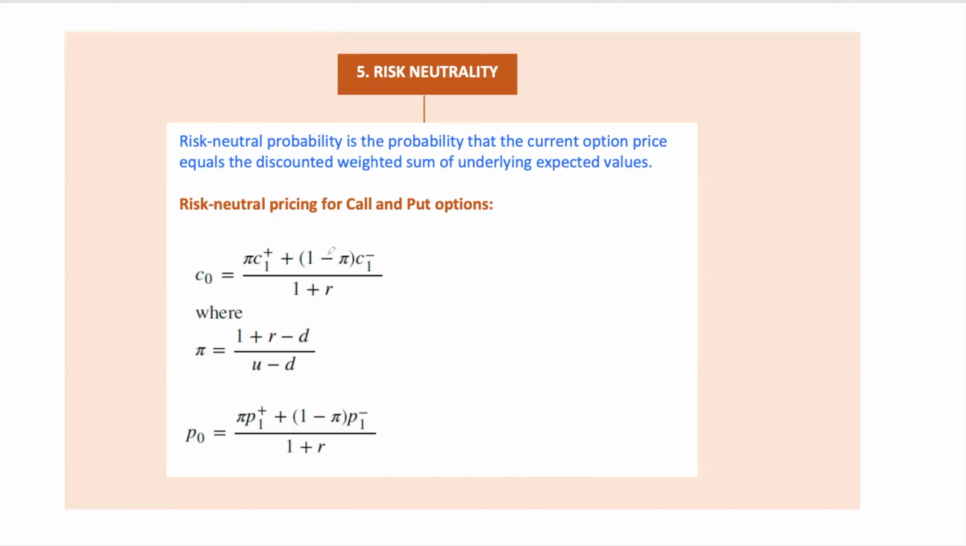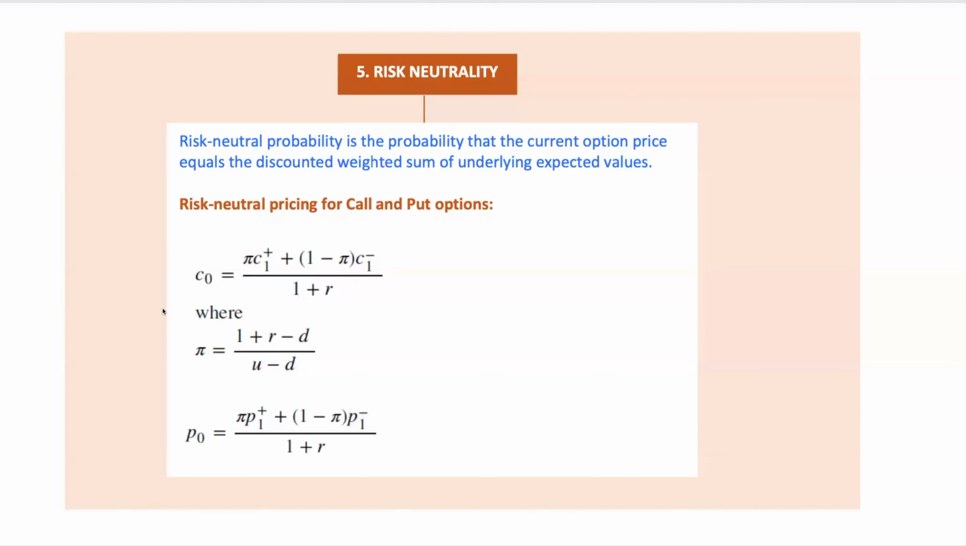Here's how it works for a call option. We take the possible call payoffs if the price goes up and if the price goes down, multiply each payoff by pi or 1 minus pi, then discount that total back at the risk-free rate. That sum has to match the option's current market price, or else clever traders would swoop in and arbitrage away any mispricing. And that, folks, is our whirlwind tour of the one-period binomial model.